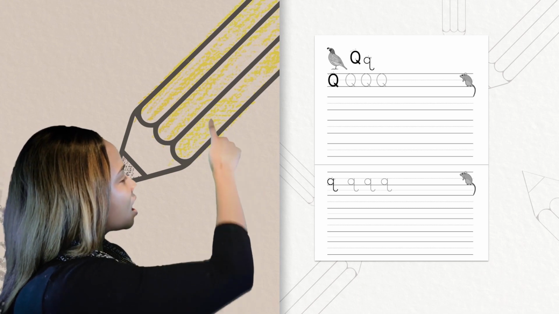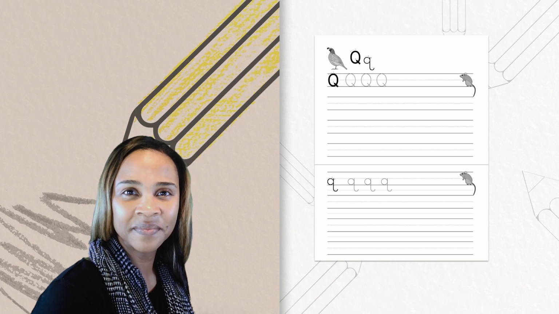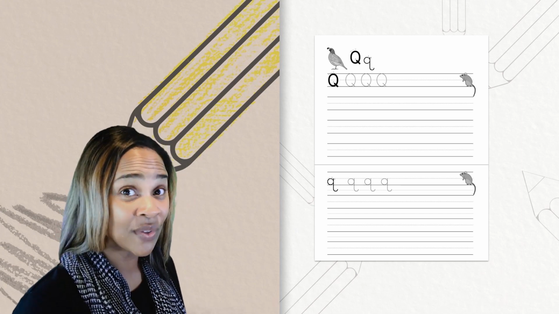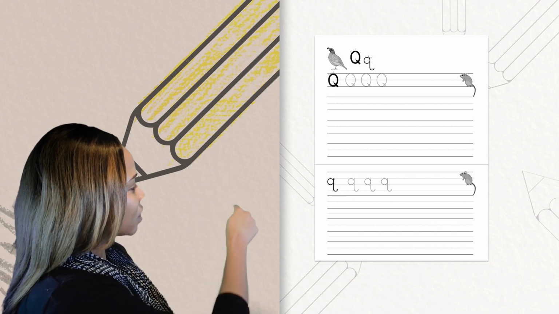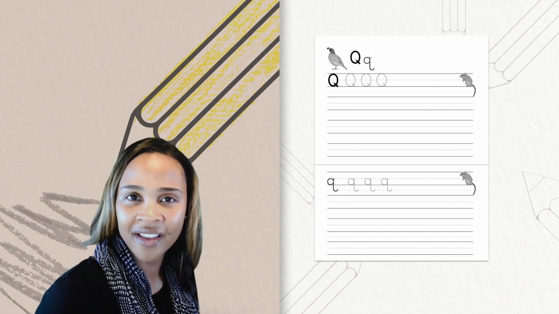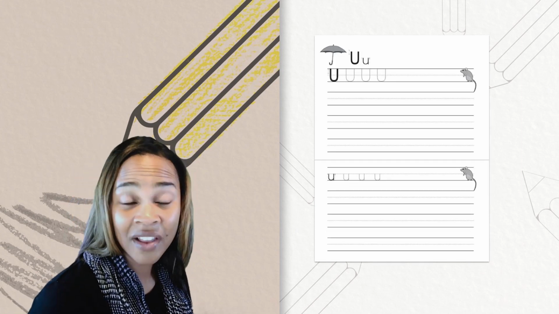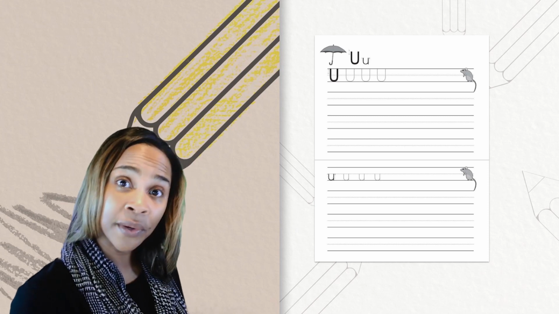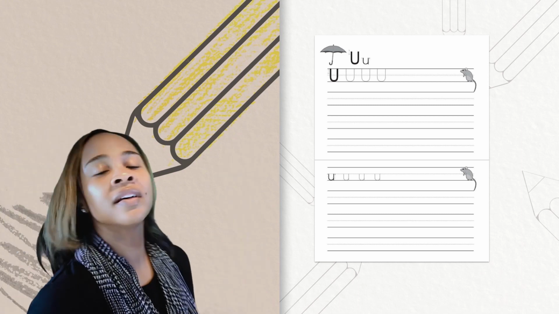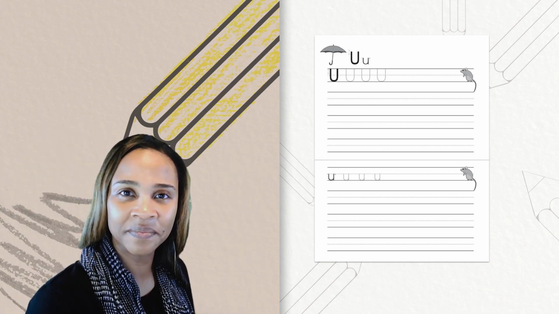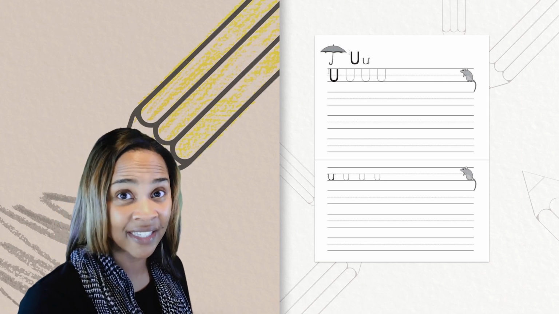Qua. Qua. You try. Now let's do the lowercase q. Qua. Qua. You try. Good job. Now let's try our uppercase U. You try. Now let's try the lowercase u.